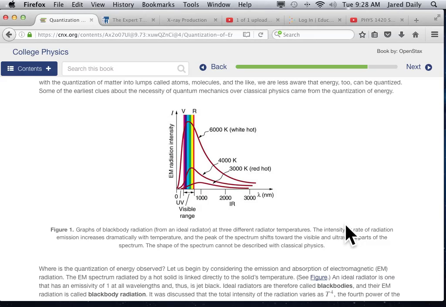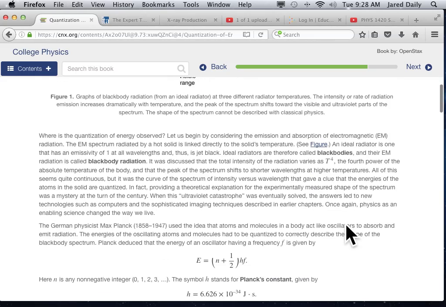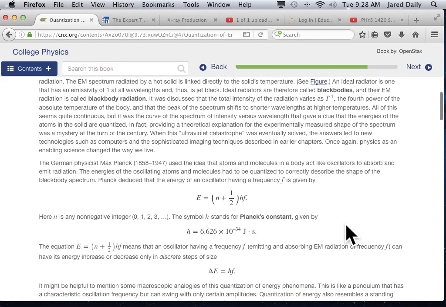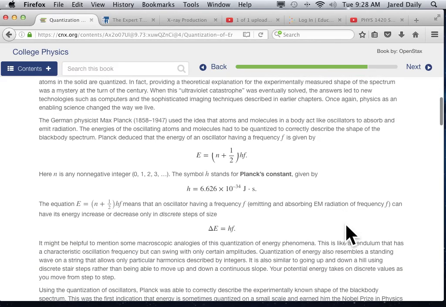And this wasn't just an idea that he came up with. There were lots of experiments being done at the time that suggested this. Lots of experiments with atoms, lots of experiments with light and stars and other things like this. And this is what he came up with. So an oscillator that has a particular frequency, f, would have this energy: (n + 1/2) times the frequency times a constant. The constant ended up being called Planck's constant.